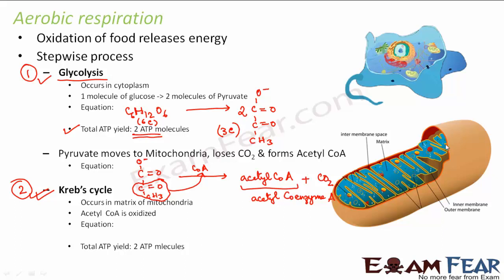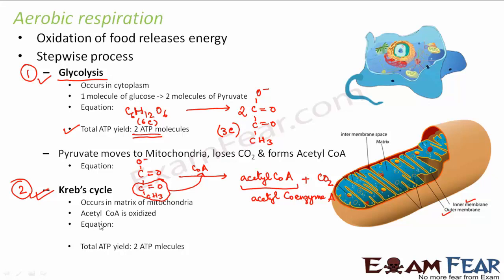If you look at the structure of mitochondria in detail, you can see what is matrix. Matrix is this blue colored thing, the fluid which fills the space inside mitochondria. This red colored border is the outer membrane. And this yellow colored border outside the matrix is the inner membrane. So the Krebs cycle occurs in the matrix of mitochondria, within this blue colored structure.